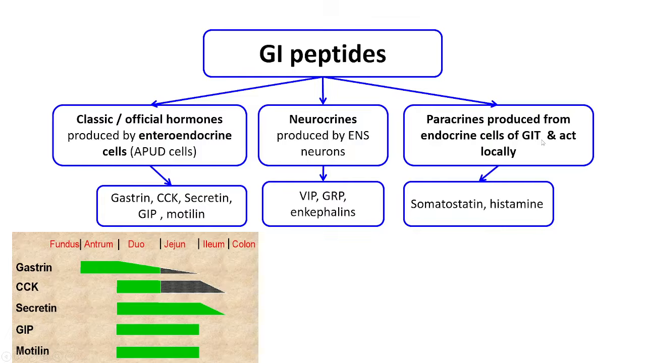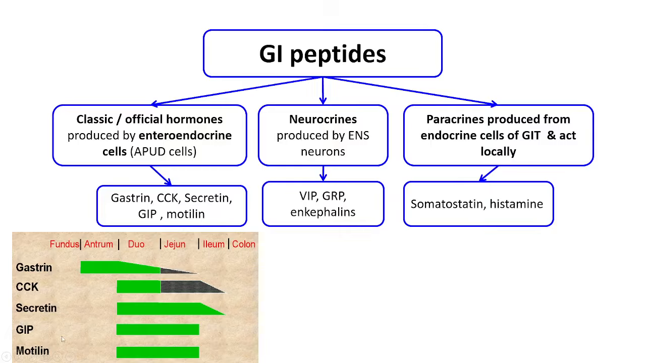Paracrines. When we are talking about paracrine control, we say that chemical substances are released by cells into the extracellular fluid. They cannot travel long distances in the extracellular fluid like hormones can with blood. So they stay close by. These substances are somatostatin released by D cells, and histamine. So they act on the neighboring cells.